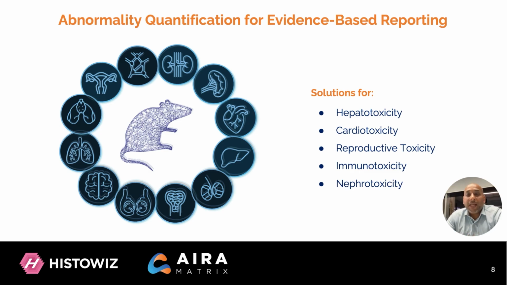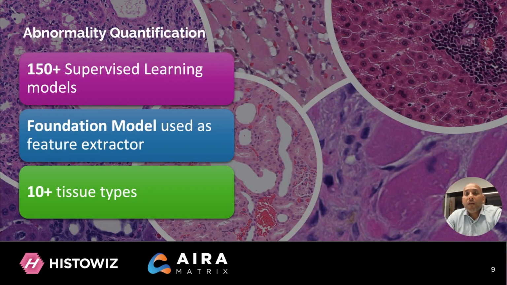AIRATOX is built to address key challenges in hepatotoxicity, cardiotoxicity, reproductive toxicity, looking at both male and female reproductive toxicity, immunotoxicity, as well as nephrotoxicity. At the heart of AIRATOX are 150 plus supervised learning models. These models have been meticulously trained to detect, classify, and quantify toxicological abnormalities, ensuring an evidence based approach to pathology review.